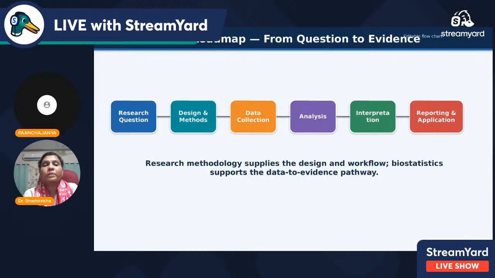So what method I'm going to use, whether I'm taking the sample randomly, or I'm going to use a different method, or I'm going to structure it. I'm going to compare two groups, or I have taken a single group with an open label study. And I'm going to collect the data related to that. For a diabetic patient, I'm going to collect the data related to their blood sugar levels.